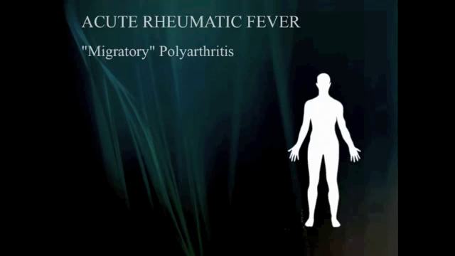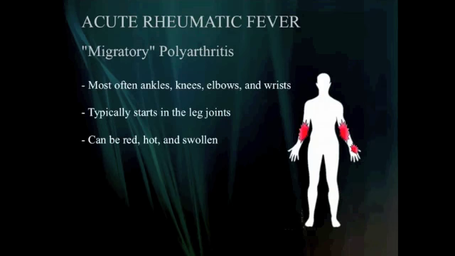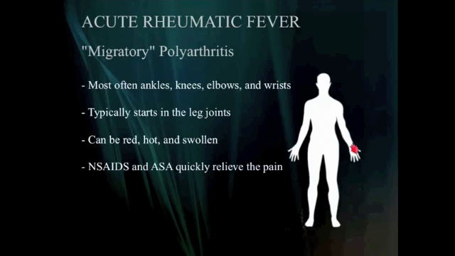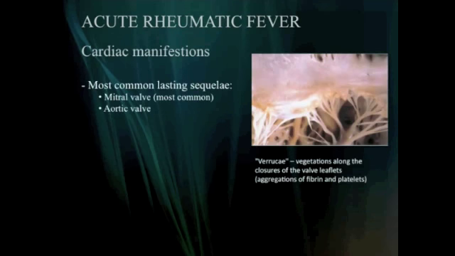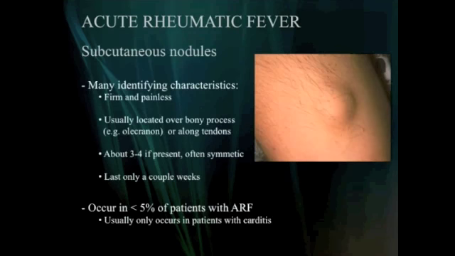So looking at the major manifestations a little more closely, the migratory polyarthritis usually starts at the legs and works its way upwards. It affects the large joints, often leaving them red, hot, and swollen. NSAIDs and aspirin readily relieve the pain. There are many cardiac manifestations. The most common lasting sequela is mitral valve damage due to scarring. Symptoms may be very subtle, such as only chest discomfort. Cardiomegaly is the most common radiologic manifestation of carditis.